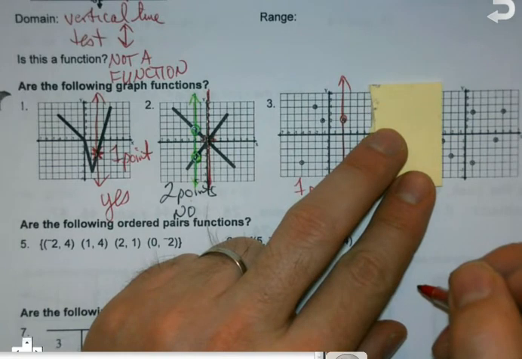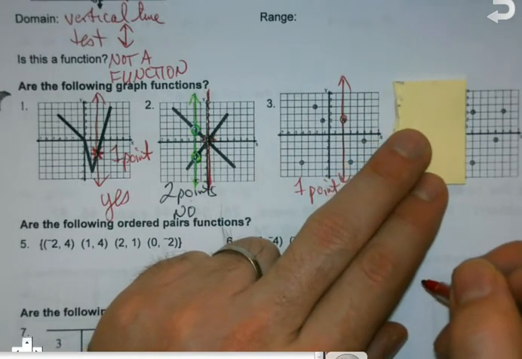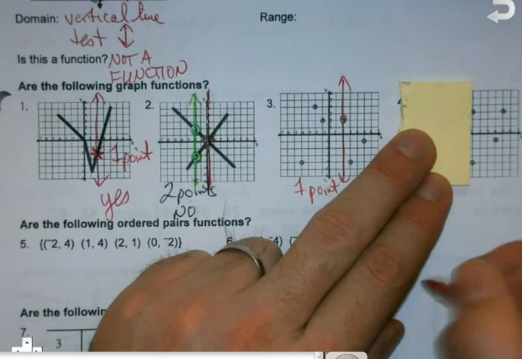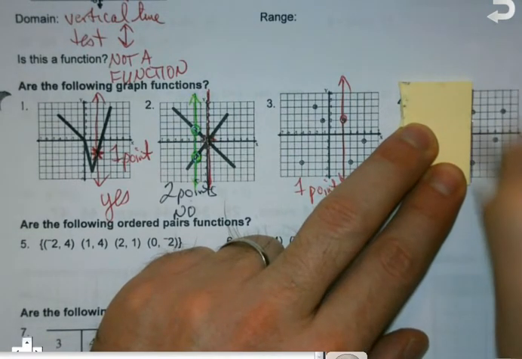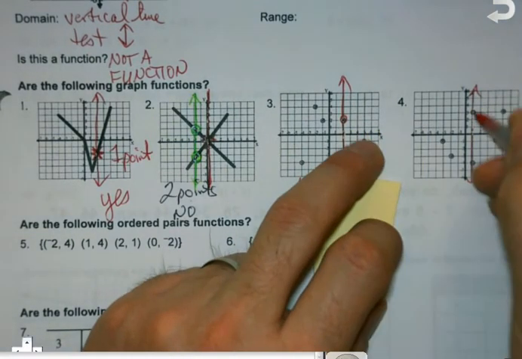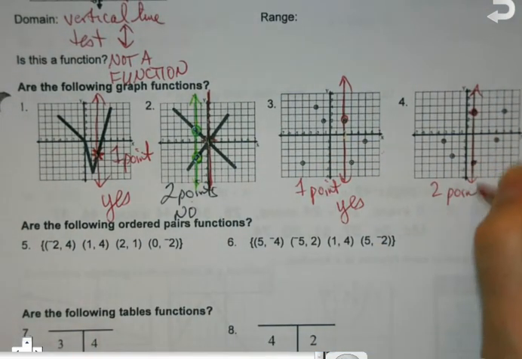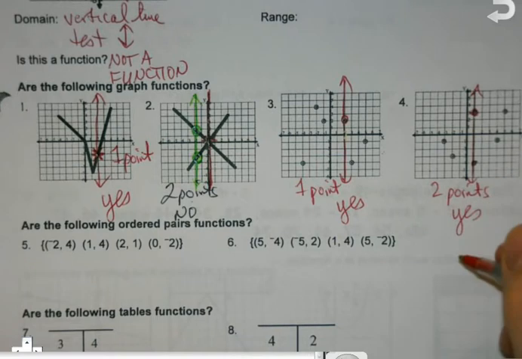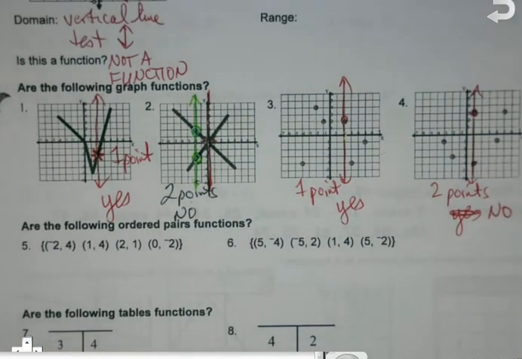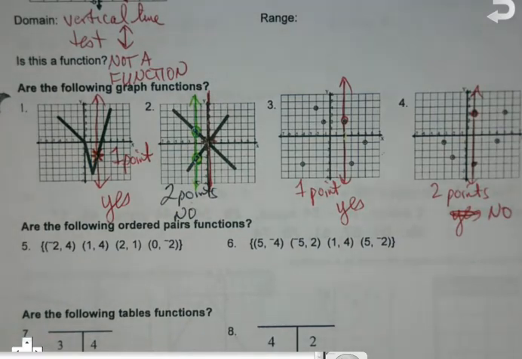But I'm hearing the next one, you might not be so lucky. So let's see here. That's only 1. That's only 1. Oh, right there. See, right here, if I make my line, it's going through 2 points. And if it goes through any more than 1 at all, it ends up being not a function. 2 points, definitely not a function. So with graphs, the vertical line test tells us whether it's good or not.